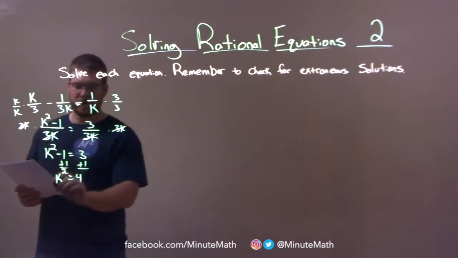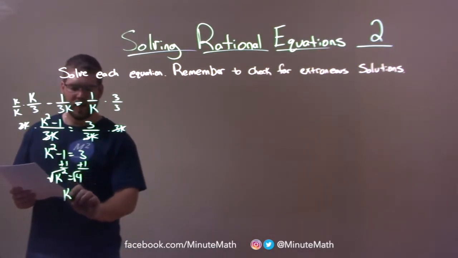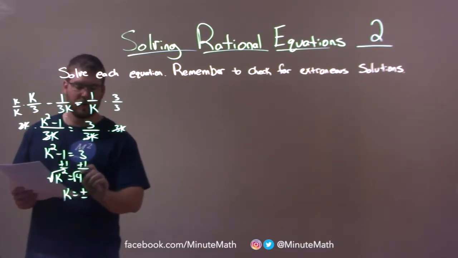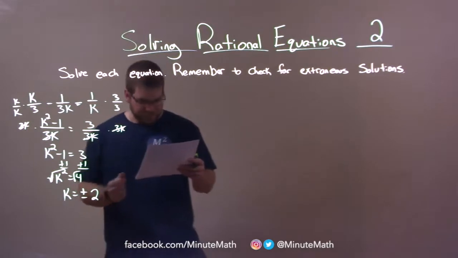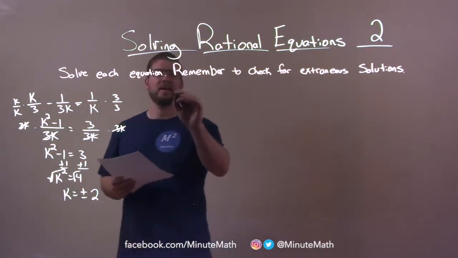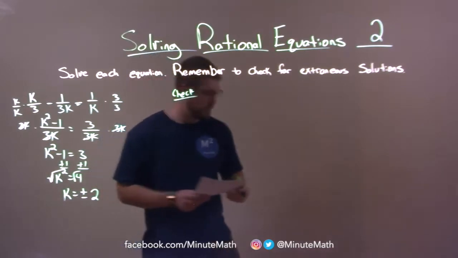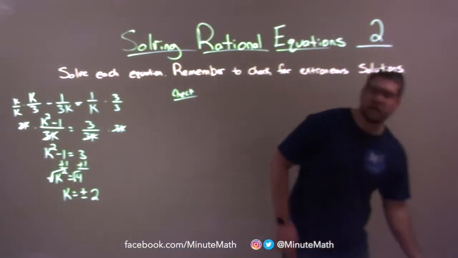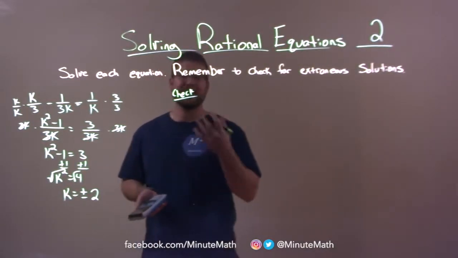Square root both sides. Remember, that's the opposite of squaring, square root. And we have k equals plus or minus square root of 4, which is 2. Don't forget your plus and minus. So let's go check that, because they told us we need to check for extraneous solutions. So take our original equation and plug 2 or negative 2 in.